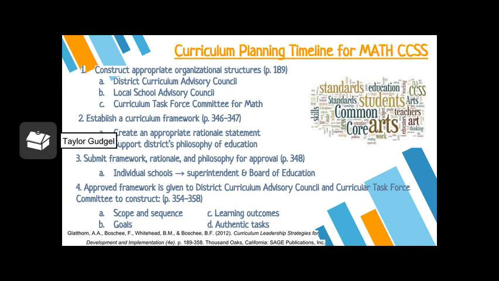Step 1. Construct appropriate organizational structures. Step 2. Establish a curriculum framework. Step 3. Submit framework, rationale, and philosophy for approval. Step 4. Approved framework is given to District Curriculum Advisory Council and Curricular Task Force Committee to construct.